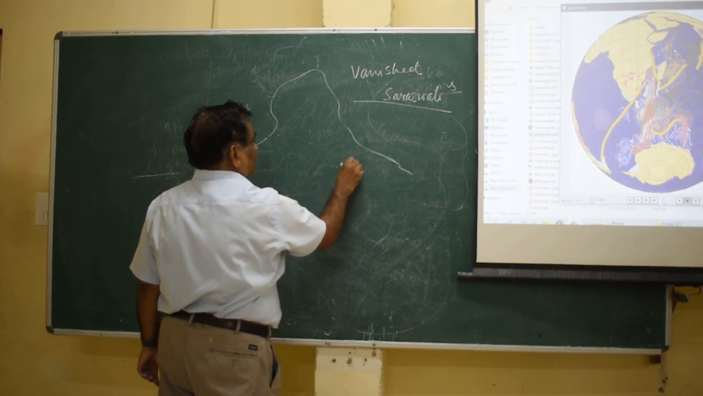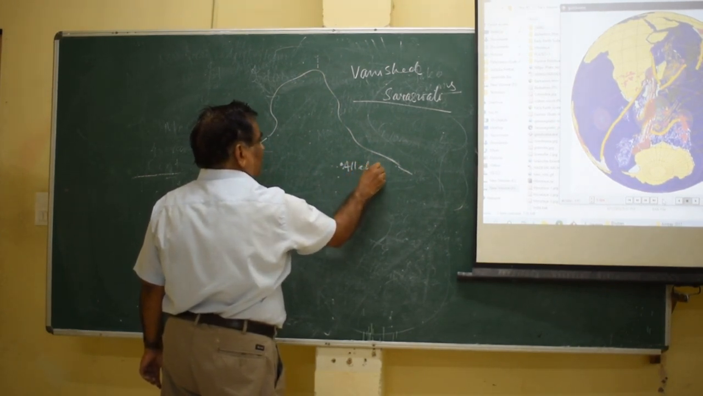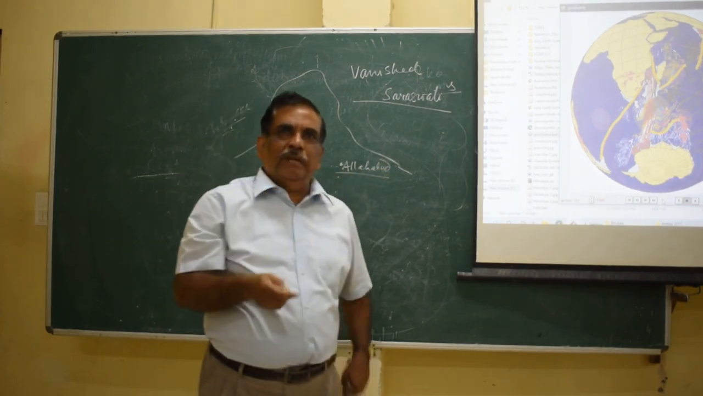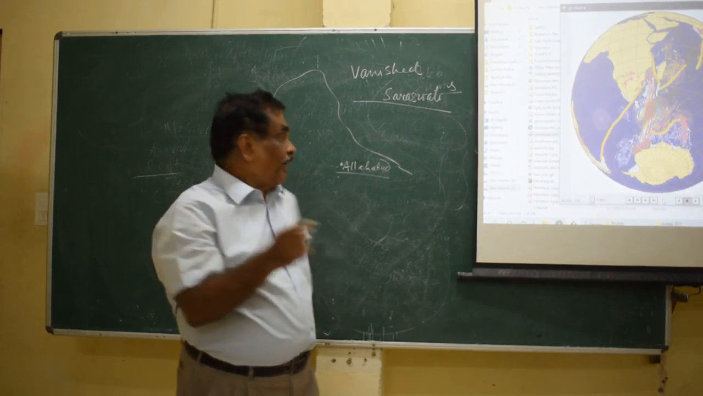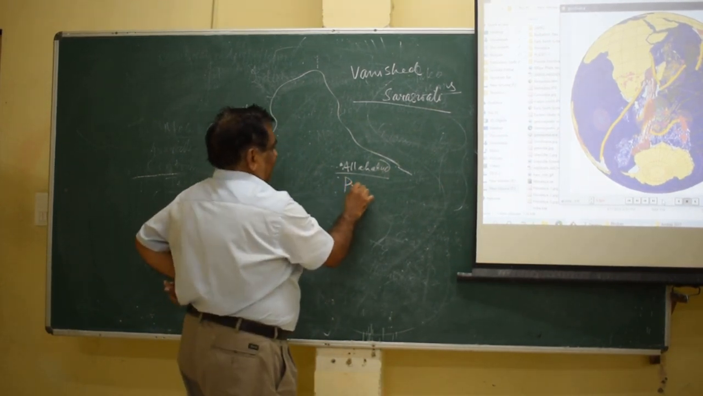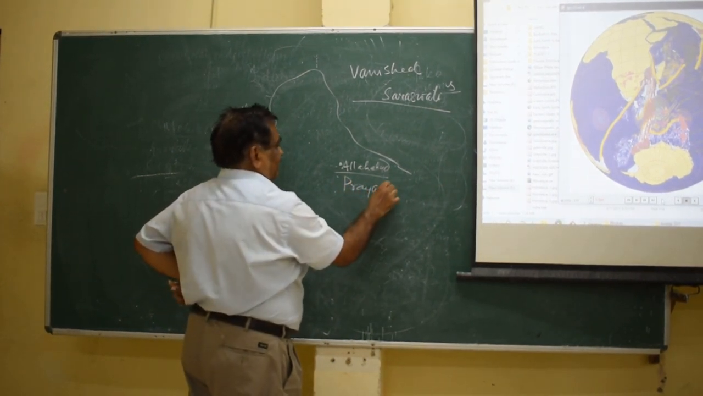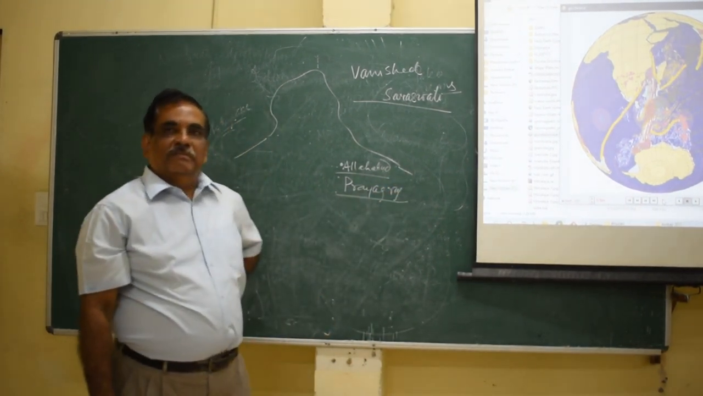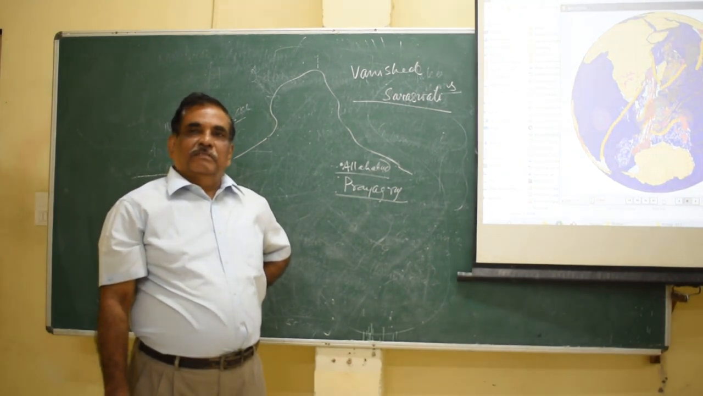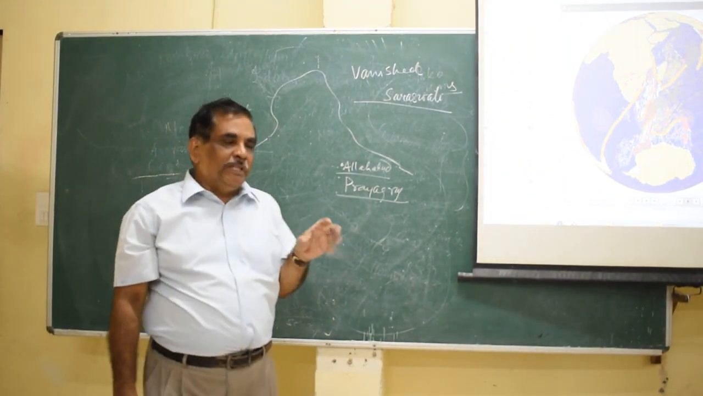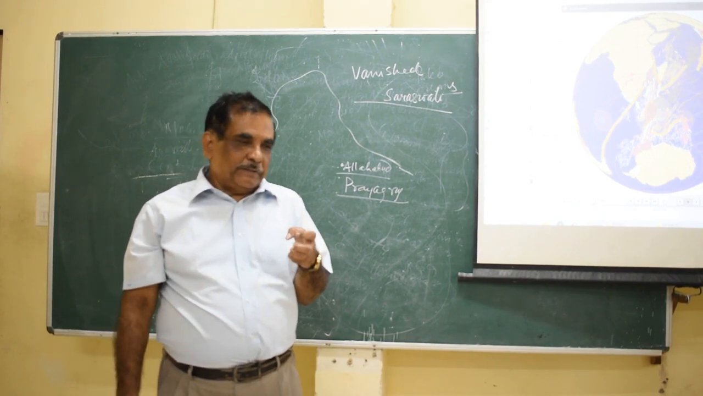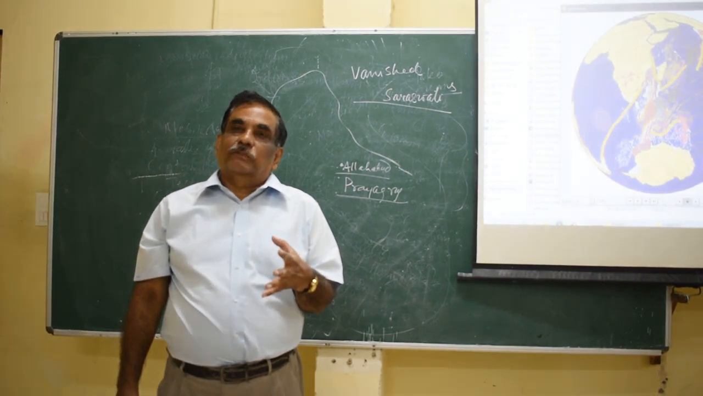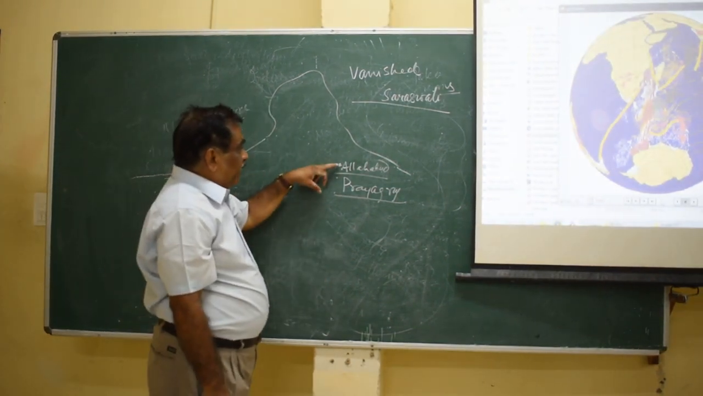This is Allahabad. Allahabad has a different name now. Allahabad has been renamed now. What is it? Prayagraj. Very good. We should use the word Prayagraj now, because Prayagraj has some meaning in our Indian culture. Why? Now, this is the place.